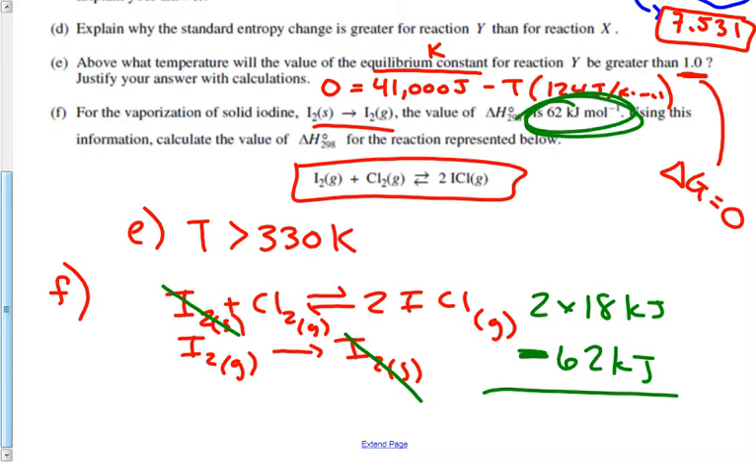1 point is earned for getting the change of H of either. If you doubled that or took the negative of that, you get a point. That's generous. Either one, and then you get 1 point for the actual answer.